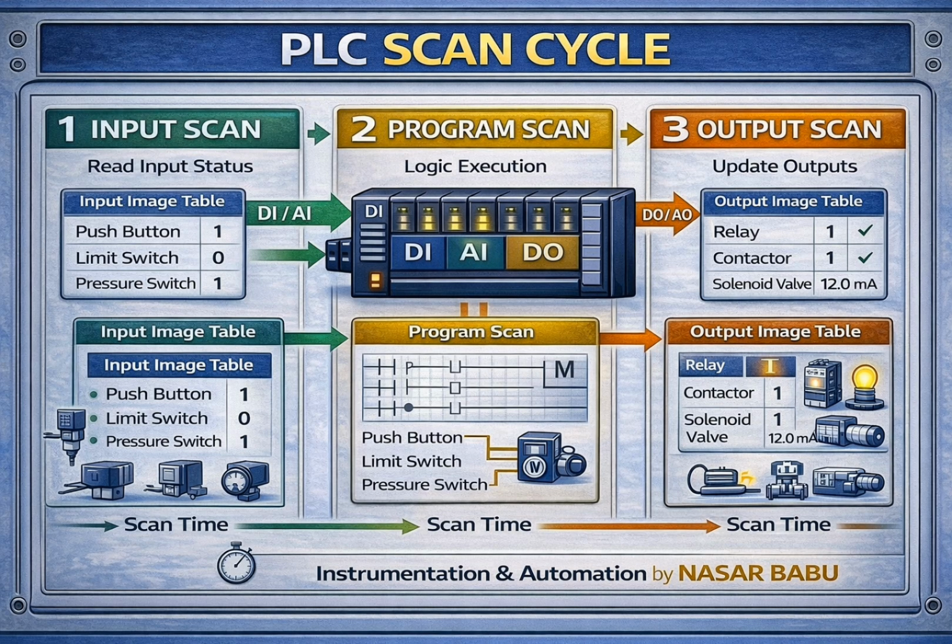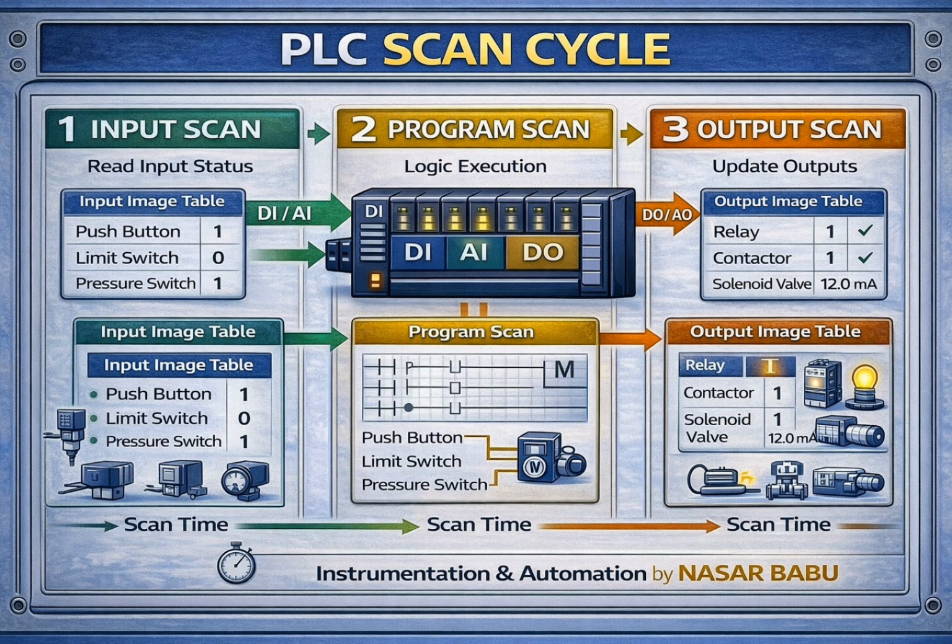Scan time explained. The time required to complete one full cycle is called scan time. Scan time depends on program size, number of I/O points, and PLC processor speed. Typical scan time is in milliseconds.